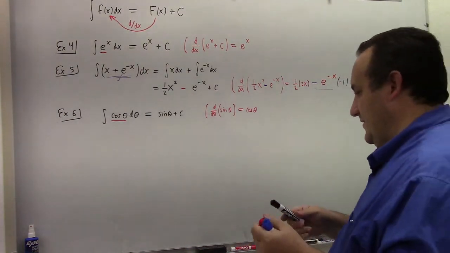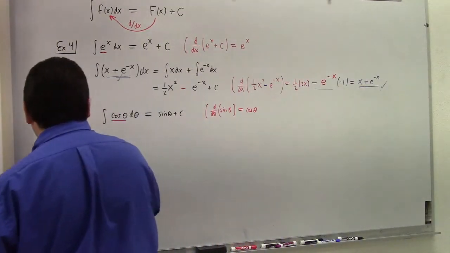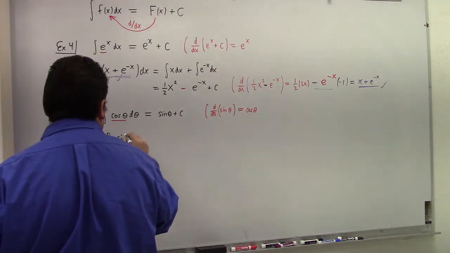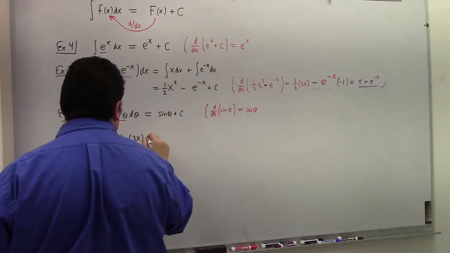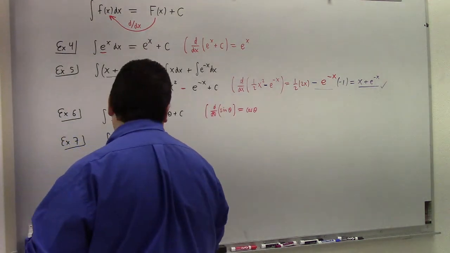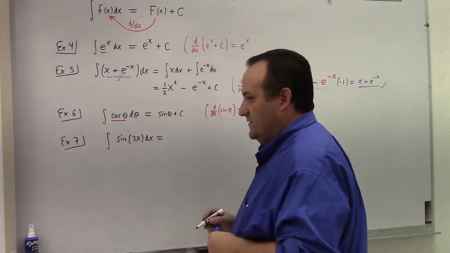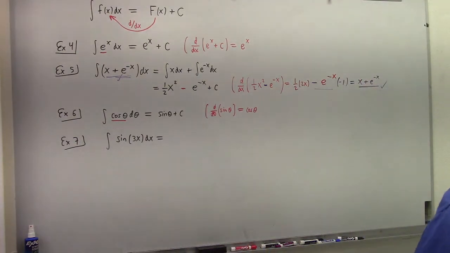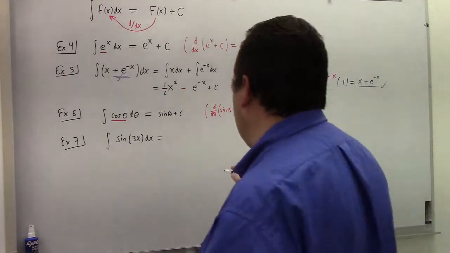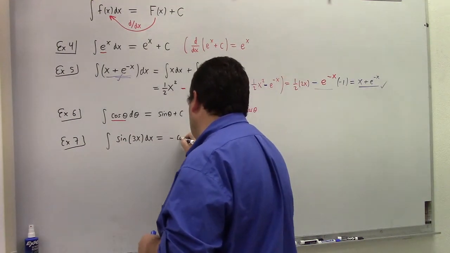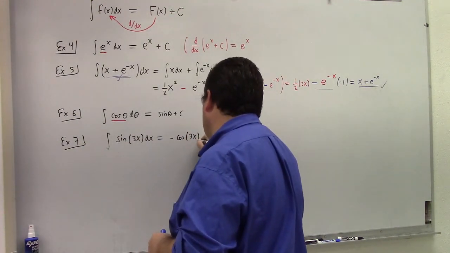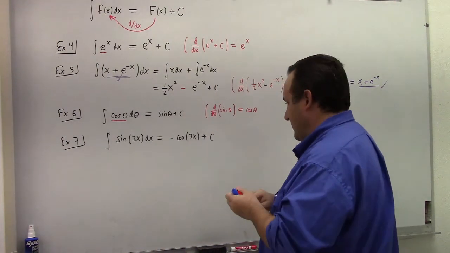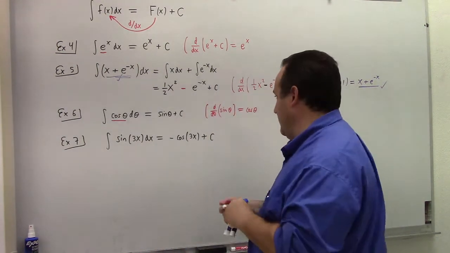All right, let me bump it up a notch here. Example 7. What if we had the integral of sine of 3x dx? Well, let's see here. Derivative of cosine is minus sine, right? So it seems like I should maybe try minus the cosine of 3x plus a constant. Does that work? Let's try it out. What happens when you differentiate my alleged answer?